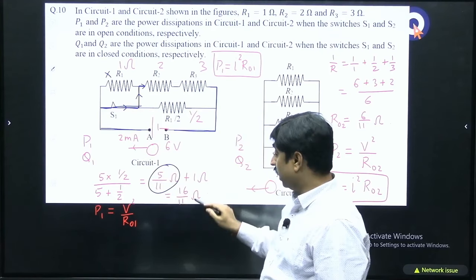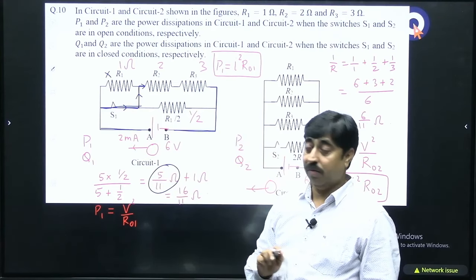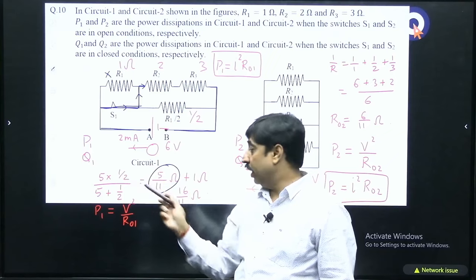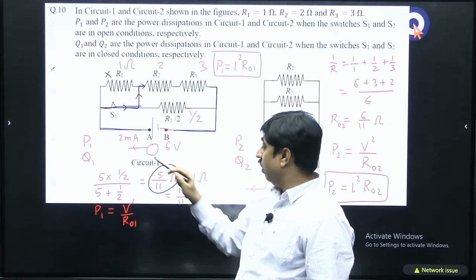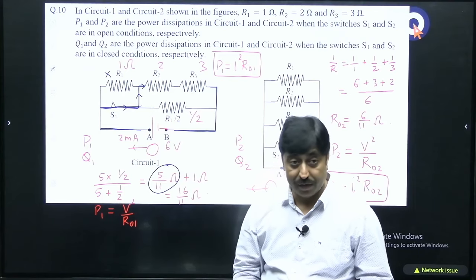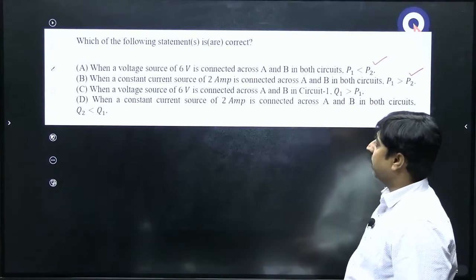When the switch is open, the resistance is 16 by 11. When the switch is closed, the resistance is 5 by 11. So, when the switch is open, the resistance is higher. Now, what is the question exactly?